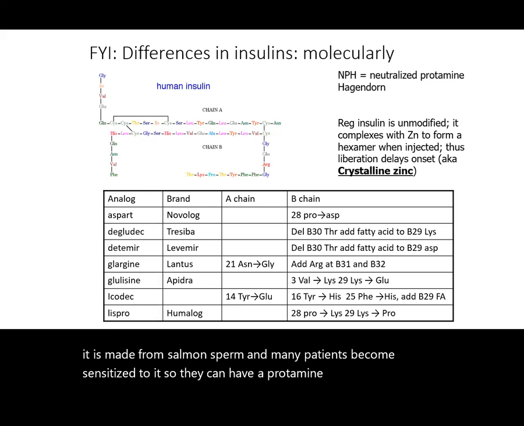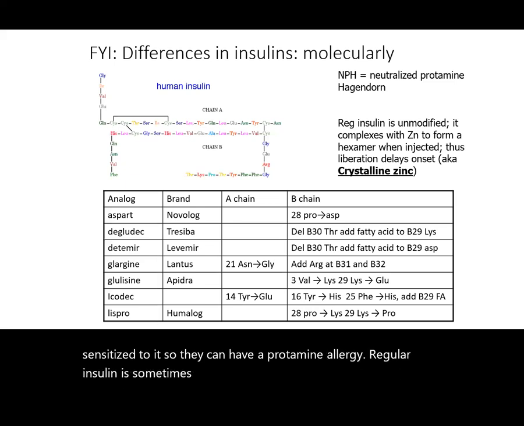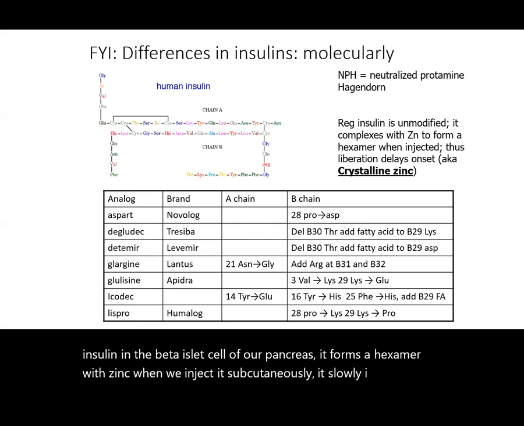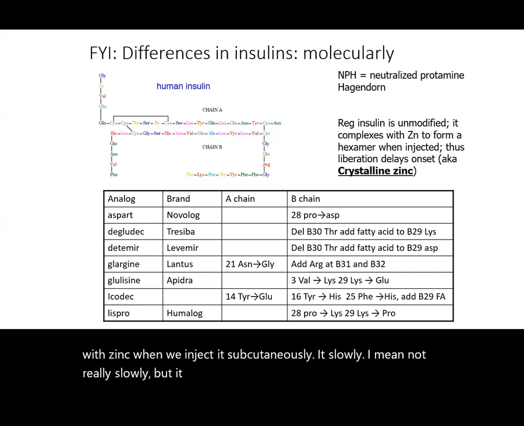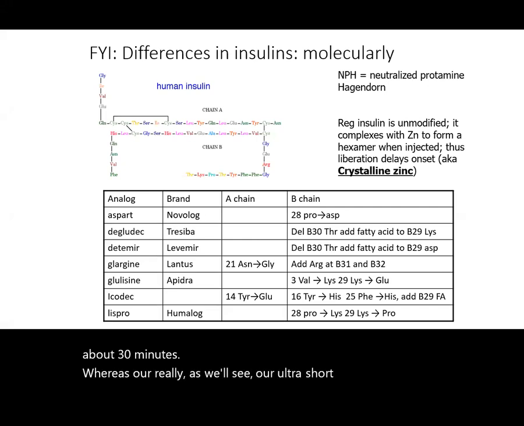Regular insulin is sometimes known as crystalline zinc insulin. Just like insulin in the beta islet cell of our pancreas, it forms a hexamer with zinc. When we inject it subcutaneously, it dissociates from the zinc over probably about 30 minutes, whereas our ultra short acting insulins, as we'll see, have a much more rapid onset.